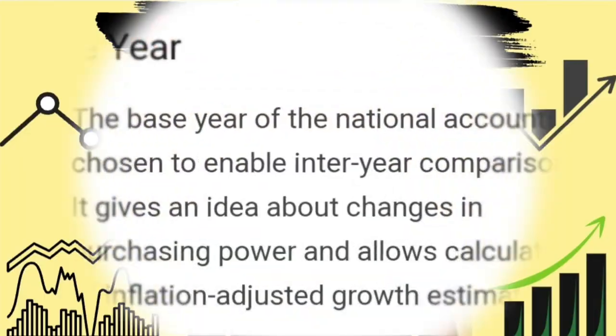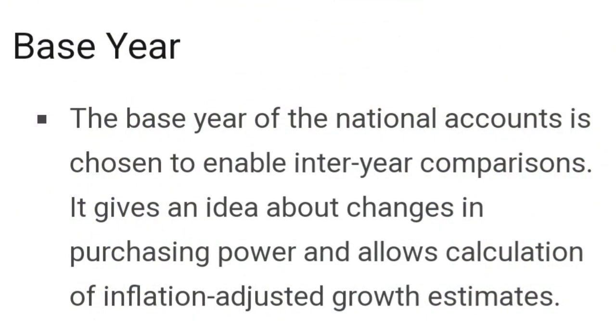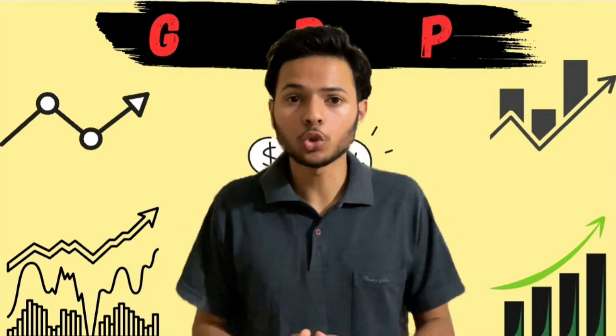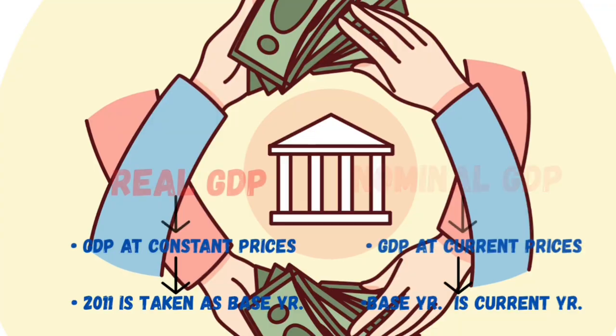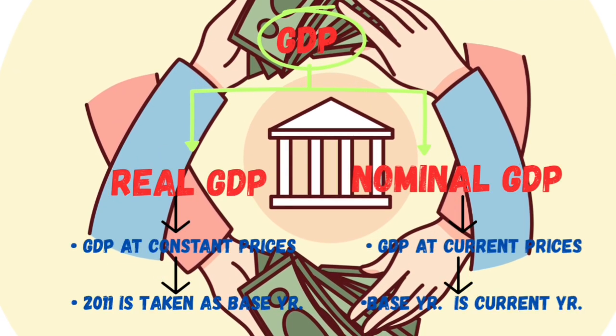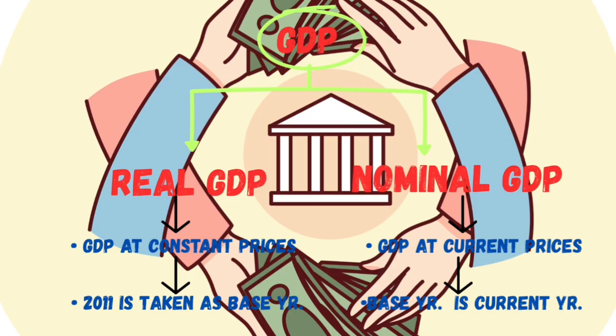Because to ensure that national income estimates reflect the current economic structure. When you see the data of GDP in news, the data is written in two ways: GDP at constant prices and GDP at current prices. GDP at constant prices means real GDP, in which 2011 is taken as base year. And GDP at current prices means nominal GDP, in which base year will be current year.